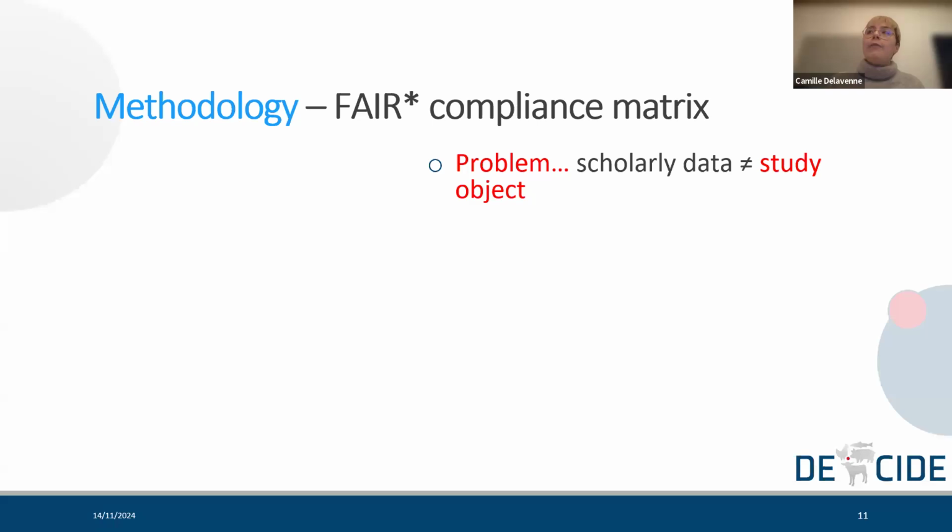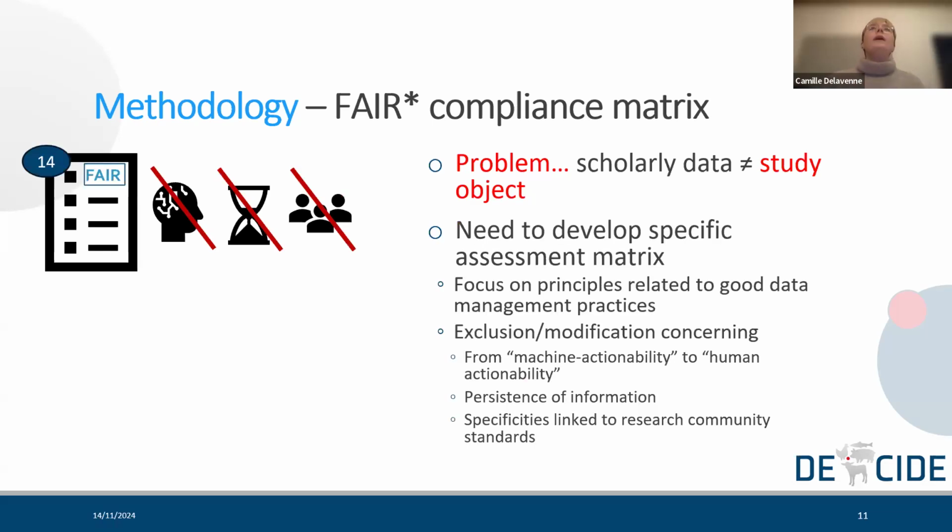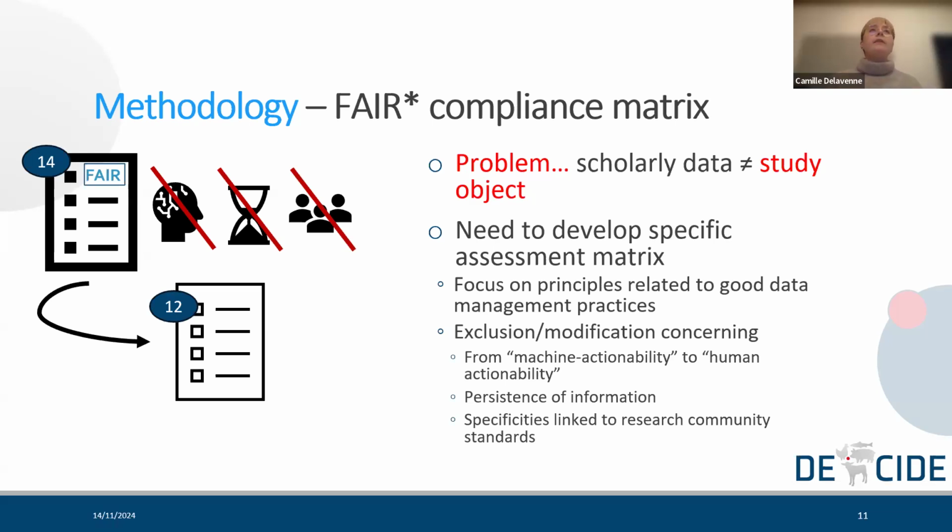So we can't put the same standards on, or expect the same level of information from, a completely different community, to follow our standards and our research objectives. We therefore modified the FAIR assessment a tiny bit in order to focus mainly on principles related to good data management, excluding a few elements around machine actionability, persistence of information, and specificities that are really linked to research community standards, what we often call domain standards. I won't go into further details, but I can if you have more questions about it. Based on those 14 assessments, we went down to 12 assessments.